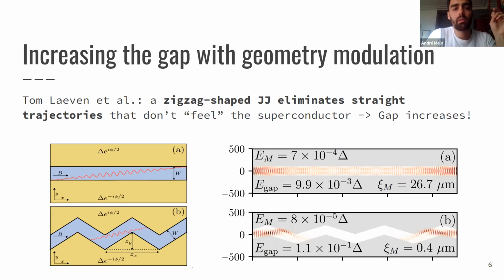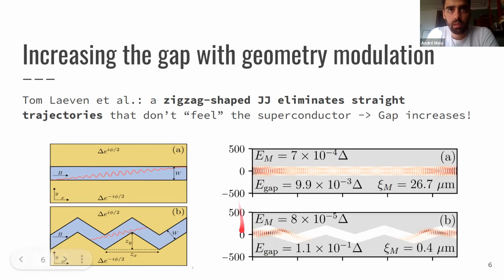The reason for that can be seen from semi-classics. The idea is that if you have a straight junction, then you have electron trajectories where electrons just propagate in the normal region without ever coming into contact with the superconductors. And so these long trajectories will result in low-lying states and small gaps. So the idea that Tom had was, why don't we just modify the geometry in order to kill off these trajectories, and hopefully that increases the gap. So he just made the junction zigzag shaped, and he was right. The gap increases by an order of magnitude.